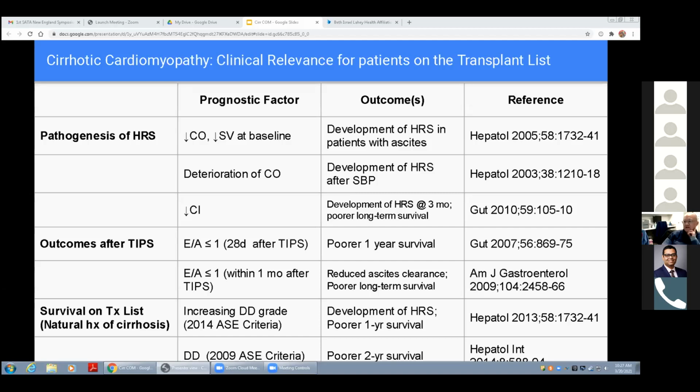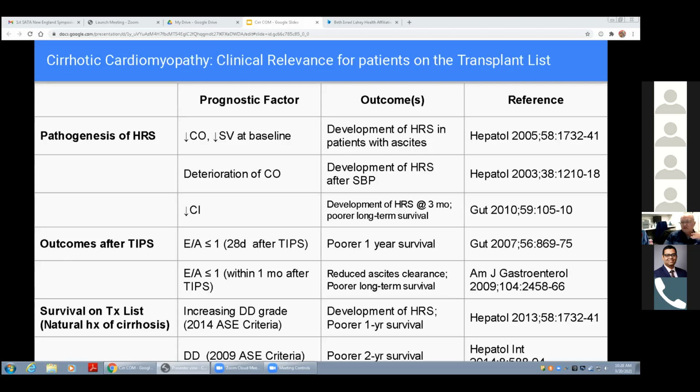Low indices of systolic function contribute to the genesis of hepatorenal syndrome in a variety of situations. Patients with ascites after spontaneous bacterial peritonitis and in an unselected population of cirrhotic patients with normal kidney function. Diastolic dysfunction here, specifically the persistence of diastolic dysfunction 1 month after the procedure, increases the risk of poor outcomes after TIPS, clearance of ascites, and survival. Diastolic dysfunction may also play a role in the overall survival of patients with cirrhosis.